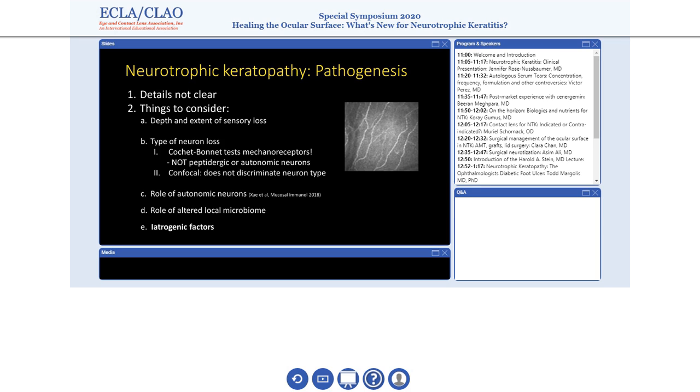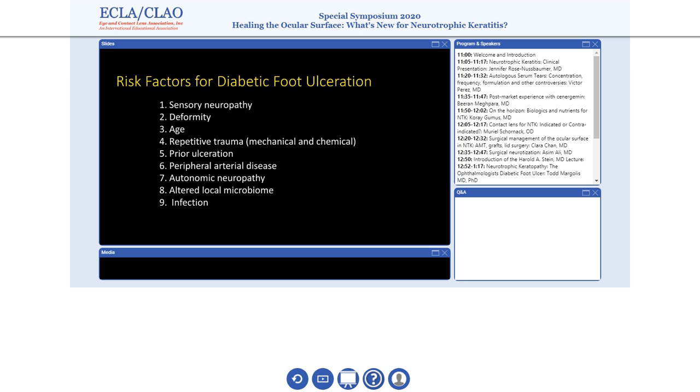There's one paper, in Mucosal Immunity, that I thought was pretty cool in 2018, looking at the role of autonomic neurons in epithelial healing. And there's been some data that Rob Hendricks has produced about the role of autonomic neurons in promoting inflammation and healing in a mouse model of herpes simplex keratitis. Altered local microbiome is likely to be happening there, and it may be playing a role in this disease, but we just don't know. And finally, I'm just going to say, I think iatrogenic factors are the single biggest reason that eyes get into trouble and why we end up with the disease and the pathogenesis.